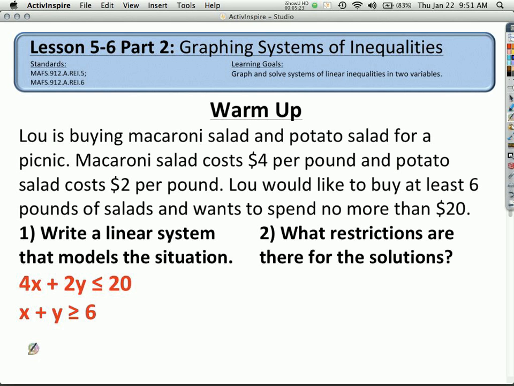All right, and number 2, what are some restrictions? So student number 8 and student number 18, and then I'll take any others. Student number 8, what did you put as restrictions? The restrictions only can be a negative and it can't be more than $20. Okay, can't be negative, can't be more than $20. Student number 18, what'd you put? Can't be less than 6 pounds. And you can have half a salad.